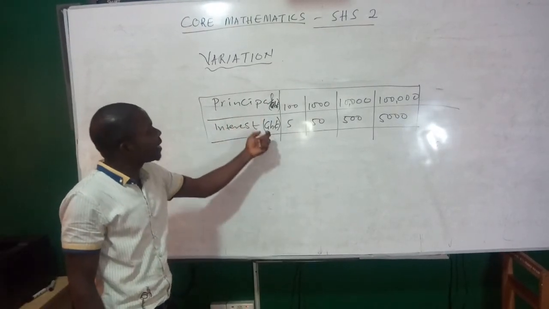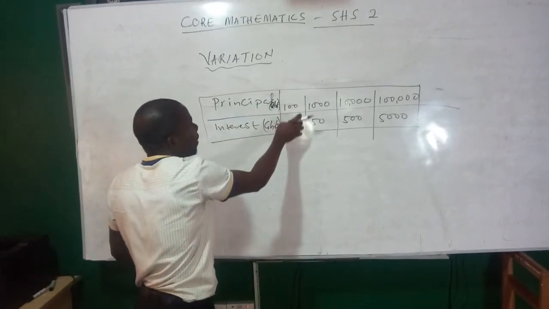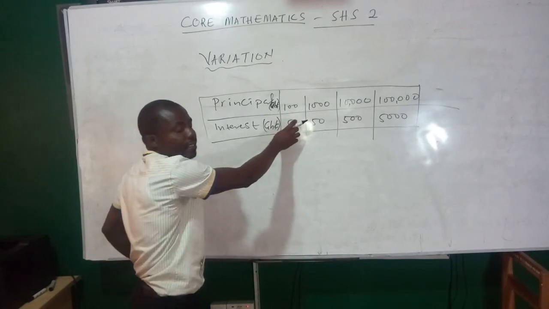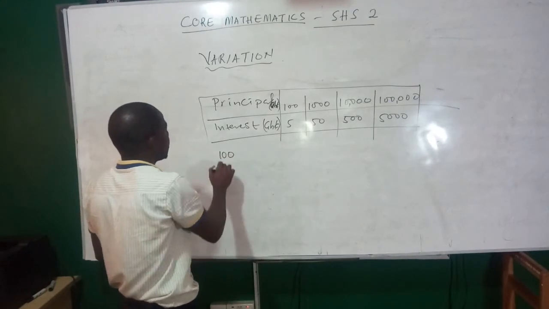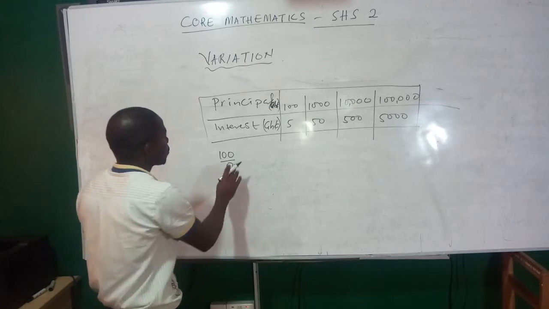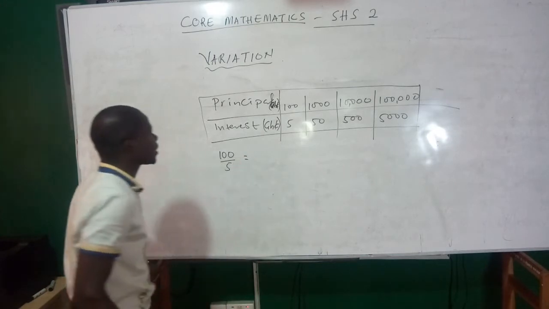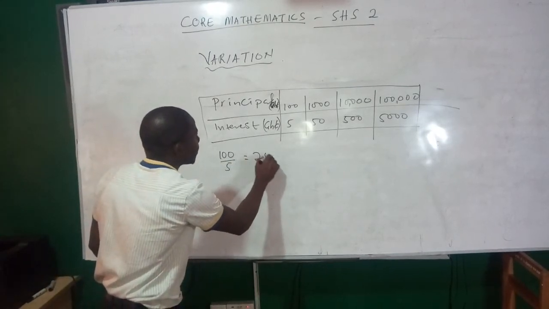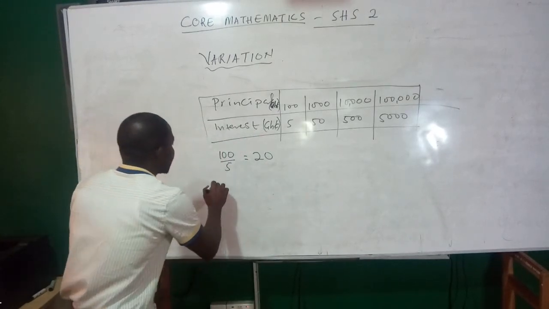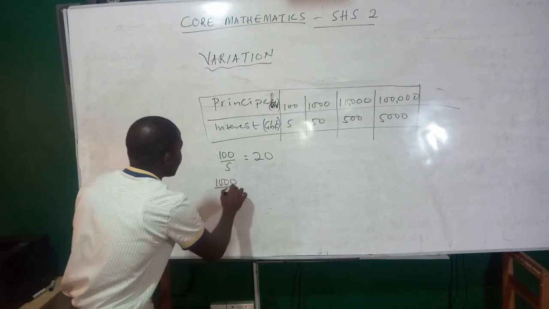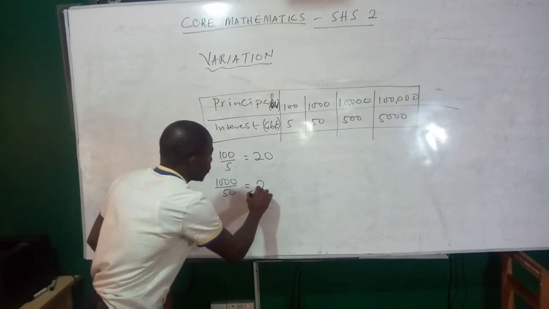Looking at the principal and the interest, let's look at something. Let's divide the first principal by its corresponding interest. 100 divided by 5. This will give us what? You see, 20. Let's divide 1,000 by 50. This is also equal to 20.